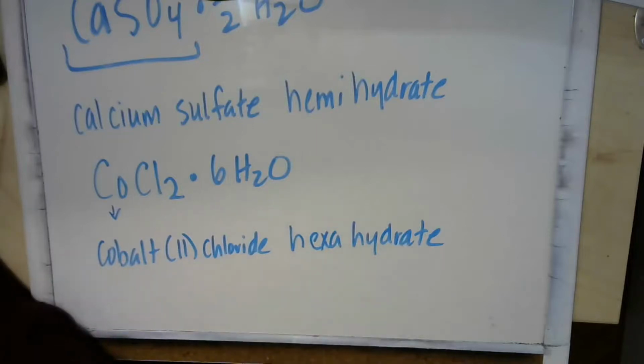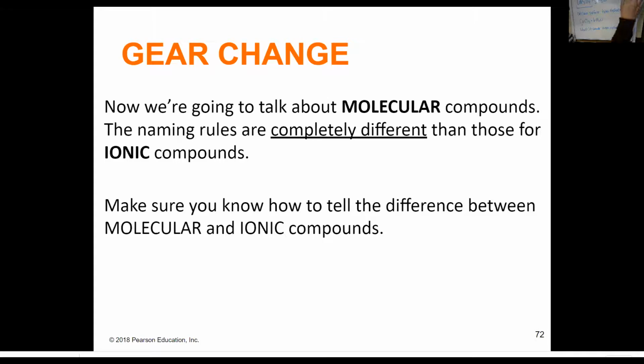We're going to switch now into the rules for naming molecular compounds, and we have to keep these clear in our head. Okay. The rules for naming molecular compounds are 100% different than naming ionic compounds. And that's why it's so important. That's why we spent so much time talking about what the difference is between molecular and ionic compounds. Because if you don't know what the difference between the 2 types of compounds are and how to tell, then naming them is going to be a big problem, right?